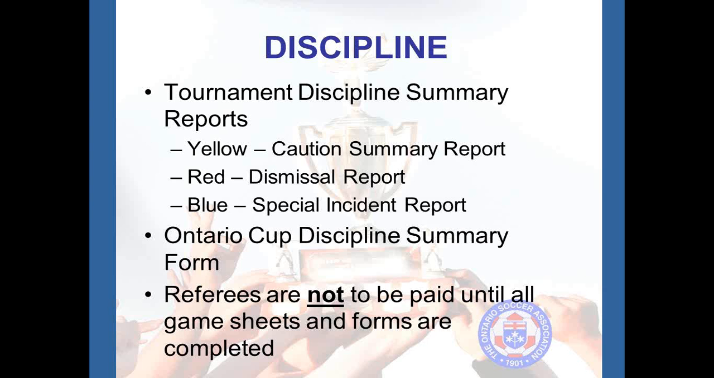Also on this report, you would indicate if there is a red card and somebody's received a suspension, how many games they were suspended for during the tournament. So, for example, if a player received a red card in the first game of the tournament and it's reviewed by the discipline chair and the discipline committee, and it's determined that the player would sit out for one game, it's a one-game suspension, then he would sit out the next game.